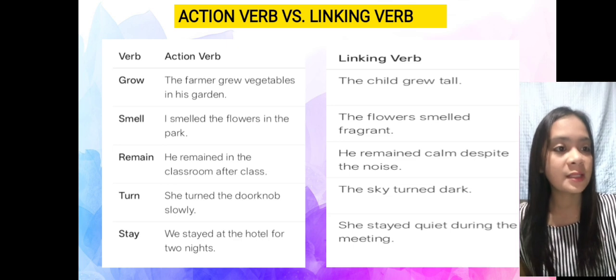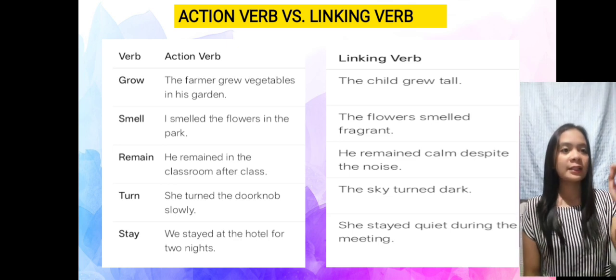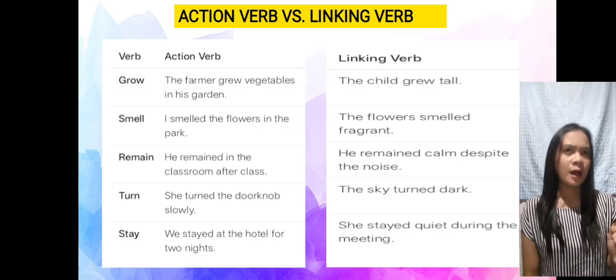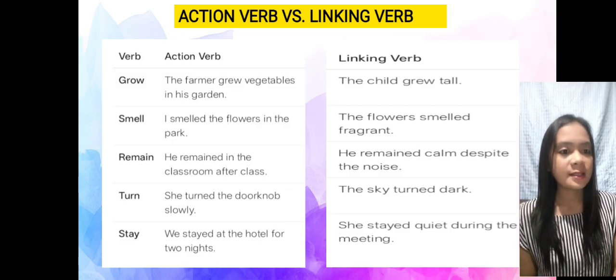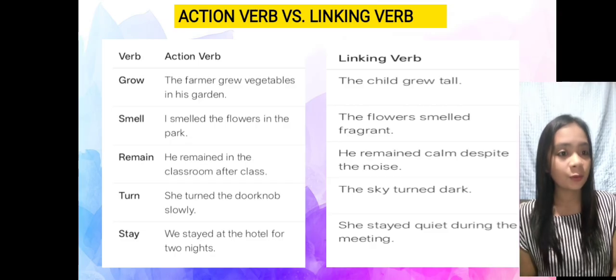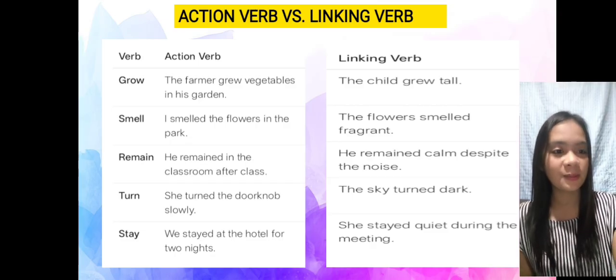The sky turned dark. So, the linking verb describes. Lastly, we stayed at the hotel for 2 nights. She stayed quiet during the meeting.